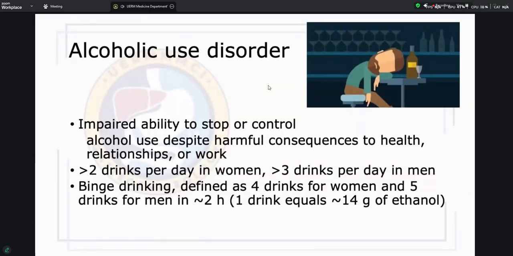Now, when is alcohol too much? By quantity, alcohol use disorder is defined as more than 2 drinks per day in women and more than 3 drinks per day in men. Or binge drinking, which is defined as 4 drinks for women and 5 drinks for men in a span of 2 hours. Take note that 1 drink equals 14 grams of ethanol, which is also equal to 1 beer, 4 ounces of wine, or 1 ounce of 80% spirits.